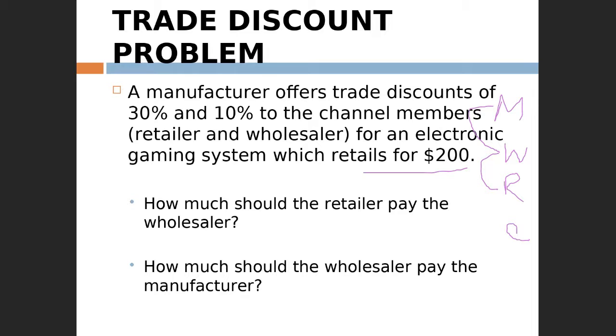So the manufacturer offers trade discounts of 30% and 10%. The first number goes to the channel member at the bottom of the channel. So the retailer gets 30%. The second number goes to the next one in the channel of distribution as you move up the channel of distribution. So the wholesaler gets 10% discount or commission. Any idea how to solve this problem?